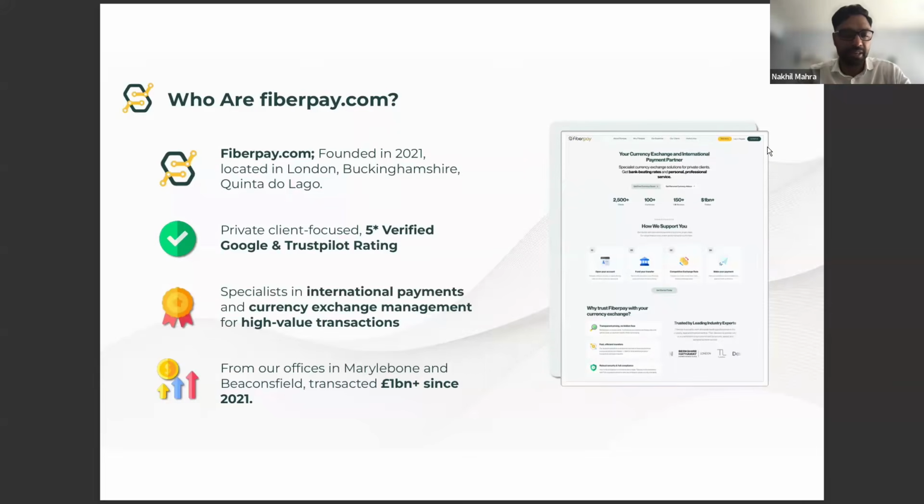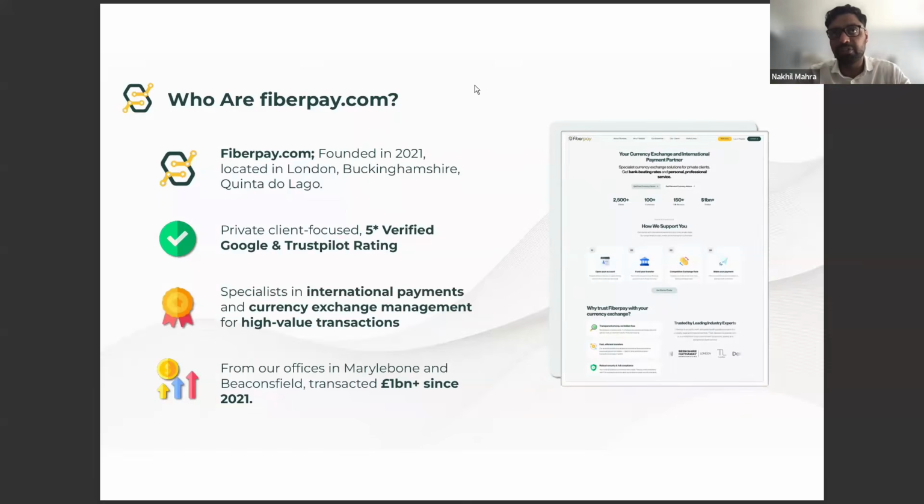So FiberPay was founded in 2021. We have three offices. Our main office is in London, because that's where we're based, so it makes a lot of sense. We have a back office in Buckinghamshire, and we have just opened our office in Portugal as well, in Quinta do Lago near the golf course. So if there are any keen golfers, and you happen to be in Quinta, feel free to pop in.